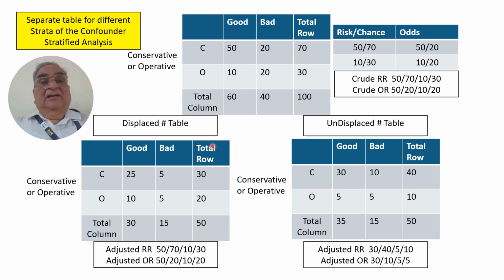So in this table the confounder is irrelevant. And since this table is only for undisplaced fractures, therefore in this also the confounder is irrelevant. And if we can combine these two odds ratios and risk ratios, that will be adjusted for confounding. This is called stratified analysis, separate table for different strata of the confounder. So we'll show you how the stratified analysis works in the next slide.